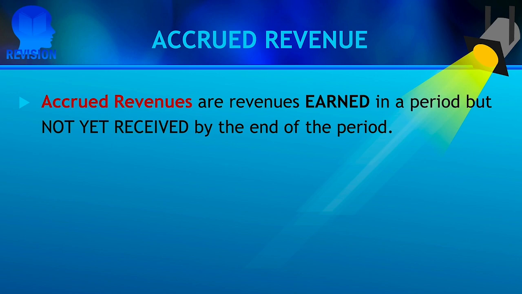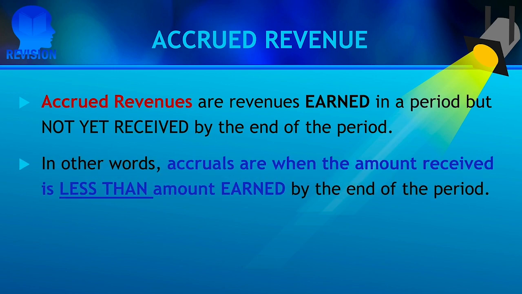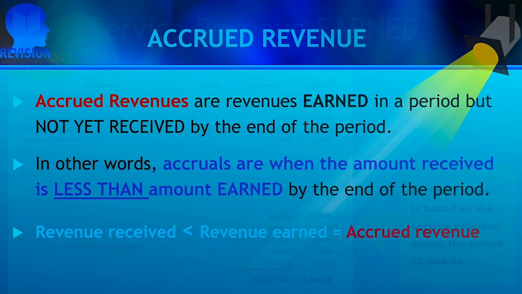Accrued revenue are revenues earned in a period but not yet received by the end of the period. In other words, it is money that is owed to the business because we have earned it already, we just have not received it by the end of the period. So accruals are when the amount received is less than the amount earned. So just like with the accrued expenses, the accrual was when it was less than the expense incurred. For revenue, the accrual is when the amount received is less than the amount earned by the end of the period.